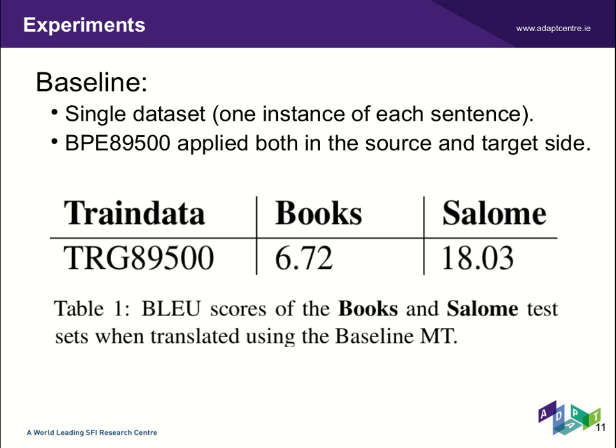And here in this table we have the BLEU scores achieved by each of the test sets. So for books, it achieves a BLEU score of 6.72, and for Salome a score of 18.03. And we are aiming to improve these results.